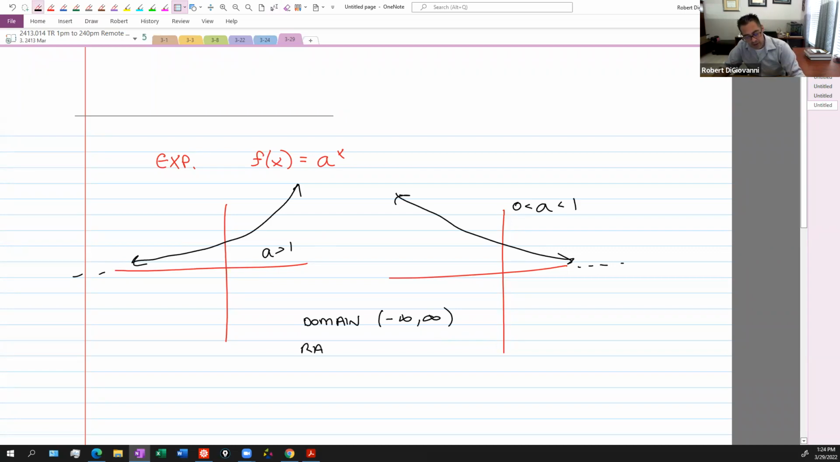Now, the range is the outputs. And the range of an exponential function is everything from 0 to infinity, meaning that the only y values that come out of these are above the x-axis. Your graph is always above the x-axis. You never touch the x-axis, so it's never 0. And it's never below the x-axis, so it's never negative. Got it?